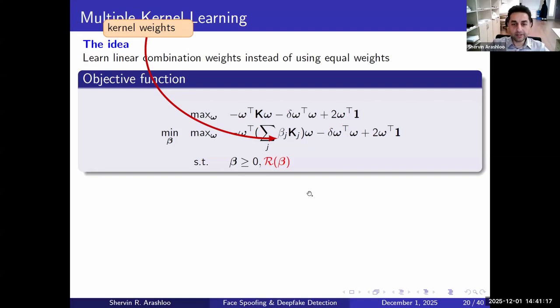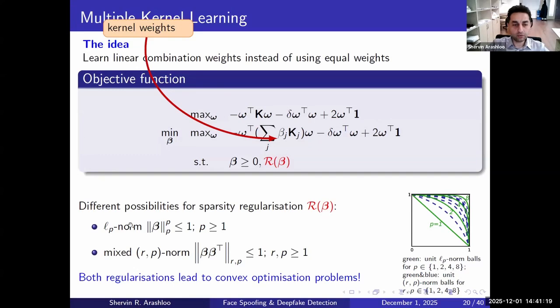There are different possibilities for enforcing sparsity. We consider 2 of them. One, the vector LP norm, and then the other, the matrix RP norm. Both of these regularizations, these prior assumptions on the weights, impose sparseness, but the second one is basically a more generalized form of the vector LP norm. So basically, if we set R and P equal to each other, this matrix norm would simplify to the LP norm. So the second one is a more generalized version of the vector norm.